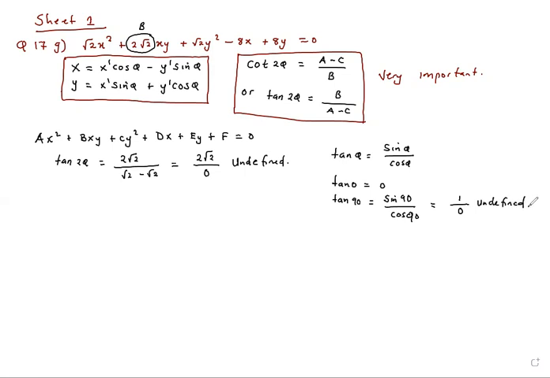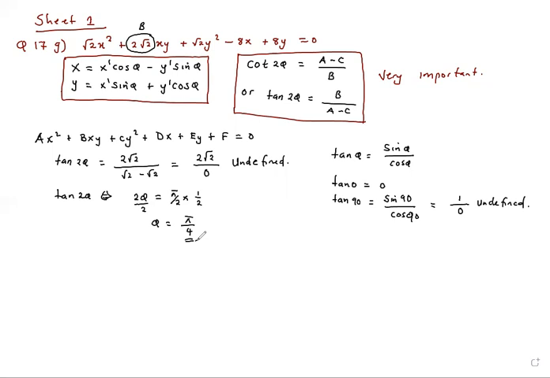This means that for tan 2 theta, 2 theta is equal to 90, which is pi over 2. So we're looking for theta. Dividing by 2 is the same as multiplying by half. So theta is equal to pi over 4. So I've gotten theta.